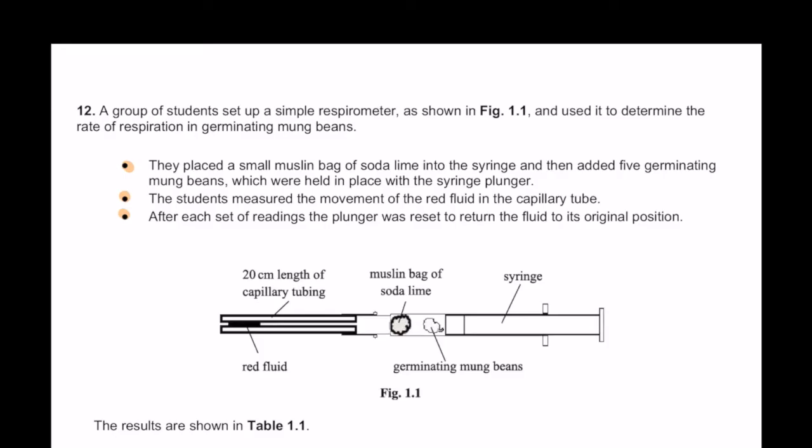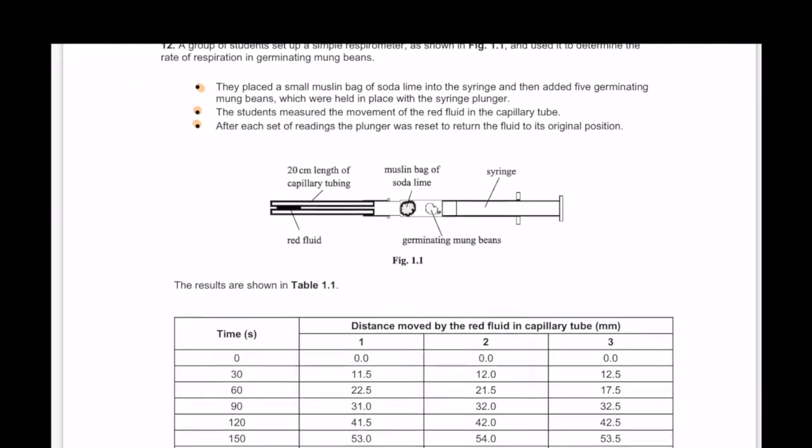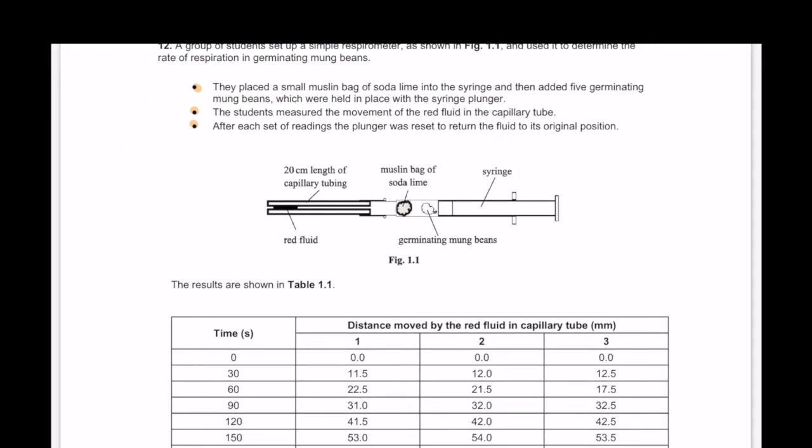Now if we read this, we can see that soda lime is in a syringe, there are germinating mung beans. We can also see the movement of the red fluid is being measured, and then it gets reset. Okay, well, I think my answers that I already said are enough, to be honest, because when we say the seal might not be airtight, we say that so that gas doesn't escape, and we don't want gas to escape, because then it would just ruin the experiment, because the movement of fluid is affected by it.